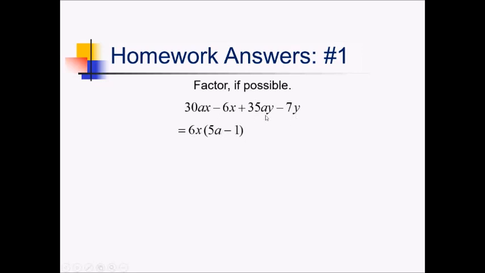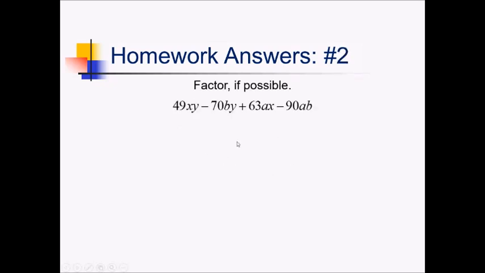For these next two terms, those are both divisible by a 7, and they also have a y that they can both give up. So 7y, positive. 35ay divided by 7y, that's going to leave me with a 5a. And negative 7y over 7y, that's also a minus 1. I have a 5a minus 1 in both of these now, so I can factor that whole parentheses out. And that leaves me with the leftovers from each term, which are 6x and positive 7y.